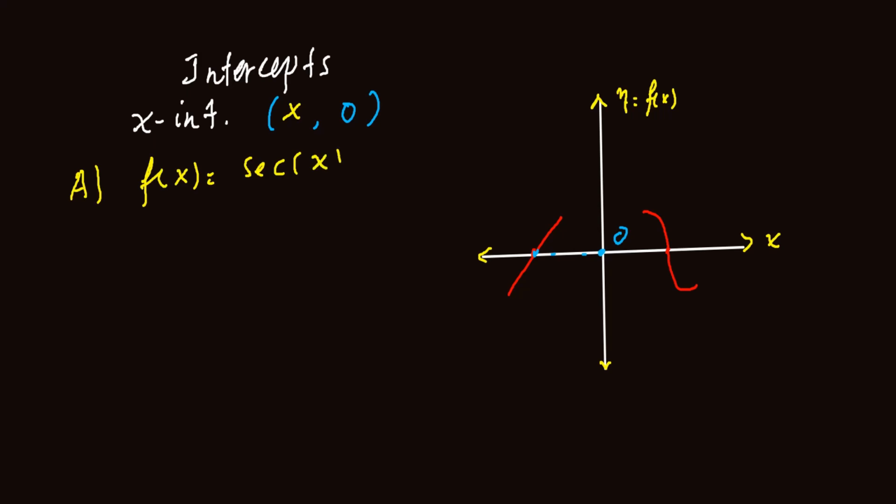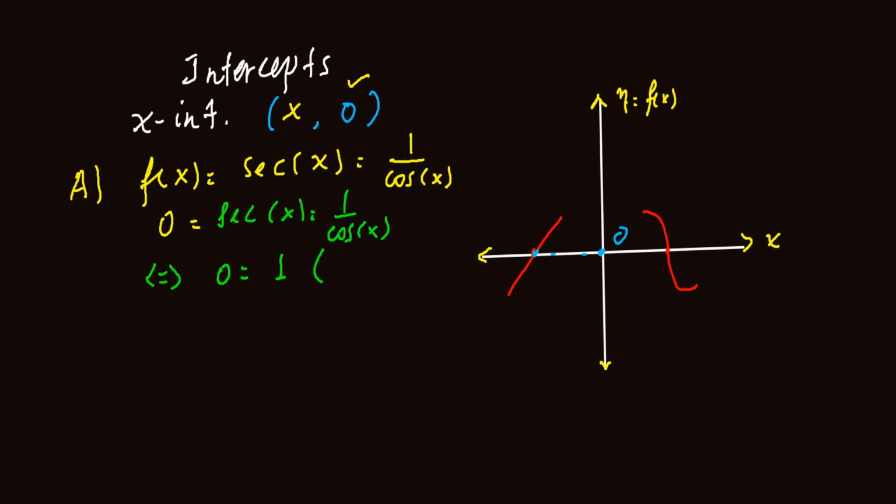The secant of x, secant means 1 over cosine of x. To get the x-intercept of this secant function, we need to make the value of y, which is f of x, 0. 0 is equal to the secant of x, which is equal to 1 over cos x. When you solve this, if you multiply both sides by cos x, then you get 0 is equal to 1, and this has no solution. That means the graph of y is equal to secant of x doesn't have an x-intercept. So we say there is no x-intercept for this graph.